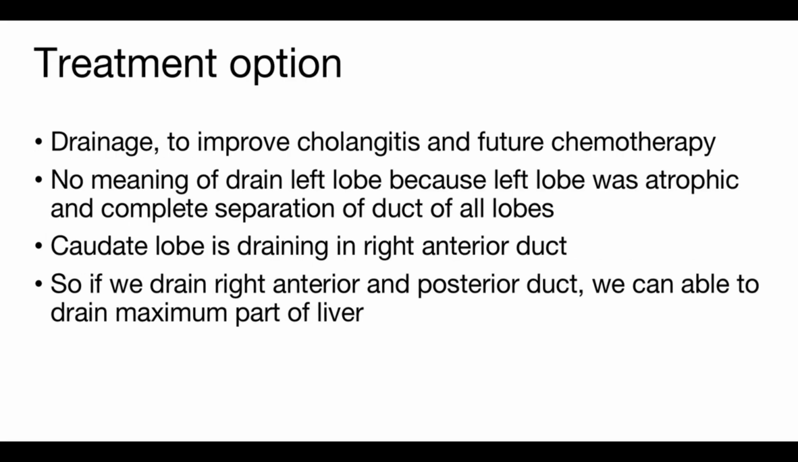So what are the treatment options here? We need drainage to improve cholangitis and for chemotherapy. There is no meaning in draining the left lobe because the left lobe is atrophic with complete separation of the duct. The caudate lobe is draining into the right anterior duct. So if we drain the right anterior and posterior ducts, we are able to drain the maximum part of the liver.